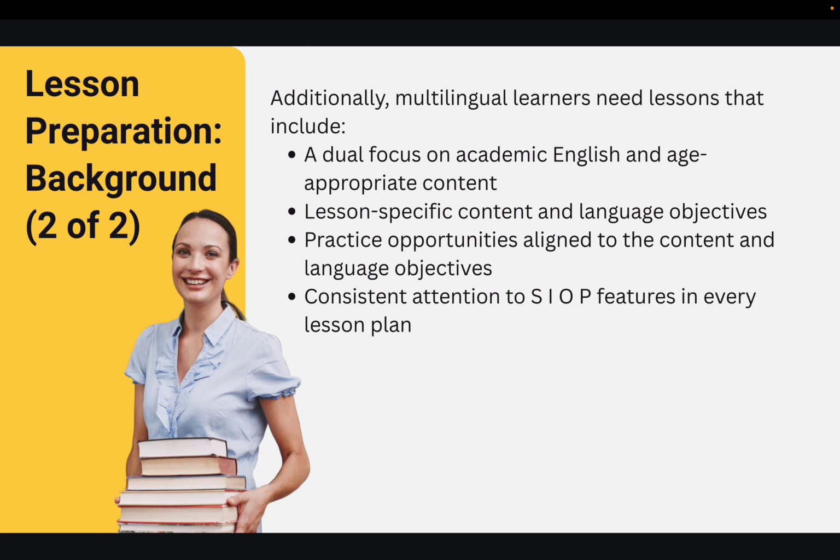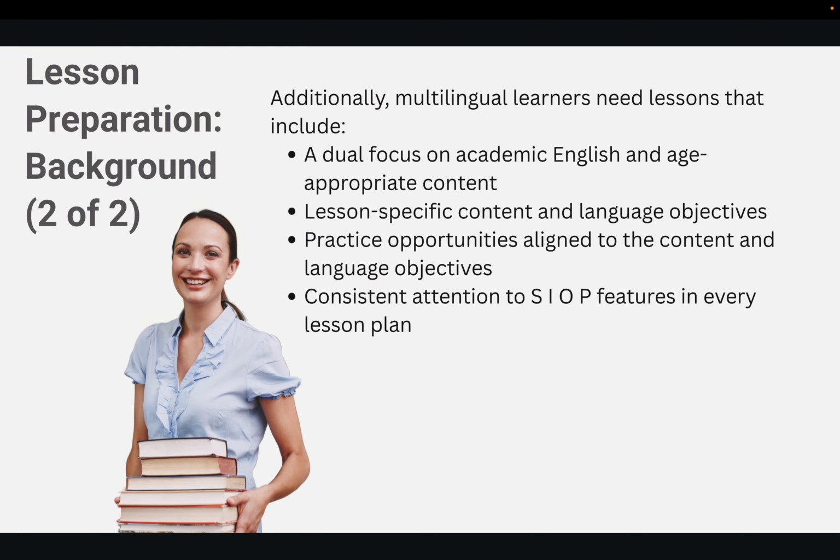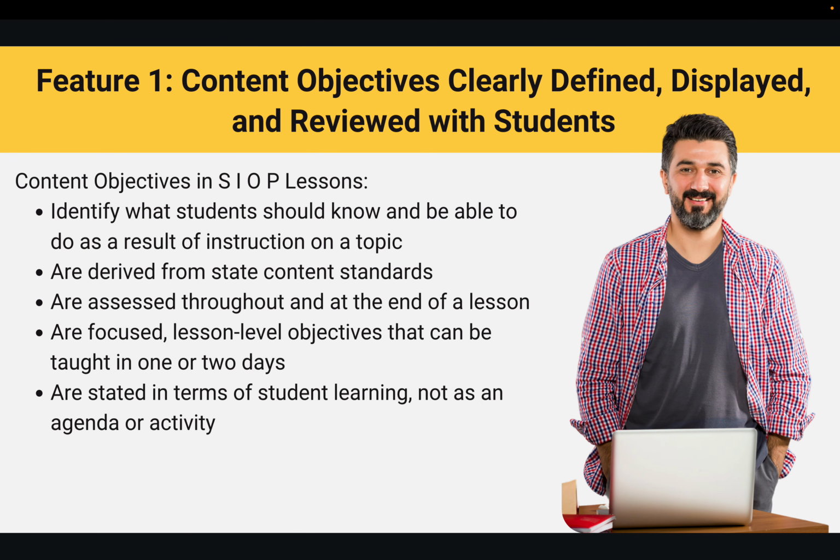Additionally, multilingual learners need lessons that include a dual focus on academic English and age-appropriate content. They need lesson-specific content and language objectives. They need practice opportunities that align to the content and the language objectives. And they need consistent attention to SIOP features in every lesson plan. So, now we're going to take a look at some of those features.